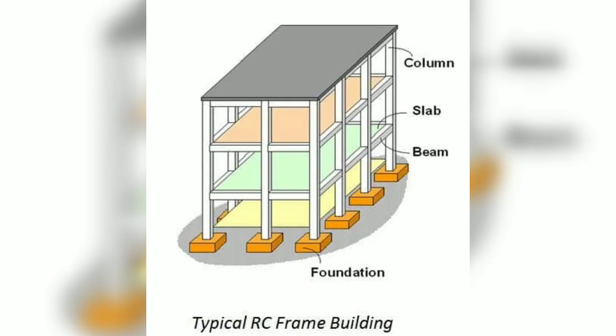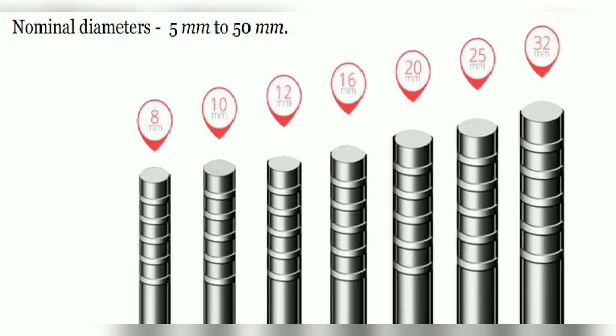Here you can see a typical RC frame building, which has footing, beams, slab, and columns, everything. Foundation is nothing but footing. These structural elements need to be designed in this part, whatever the design of RC structural elements is. So footing, beam, slab, and column need to be designed. Design is nothing but fixing the dimensions.